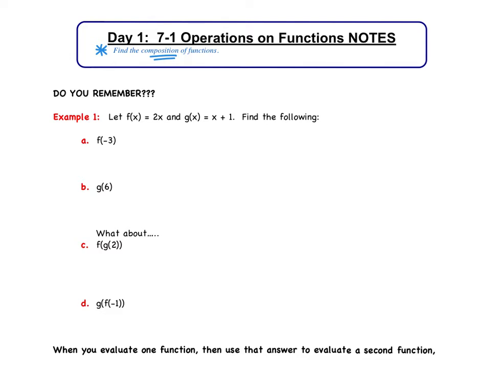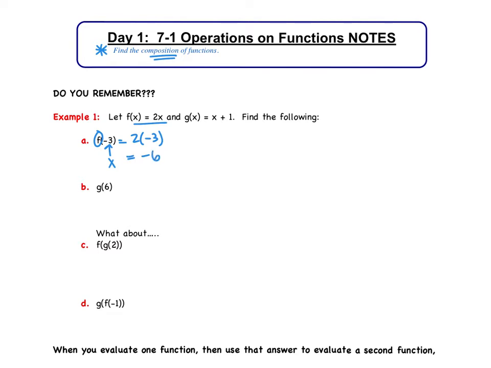Let f of x equals 2x and g of x equals x plus 1. Find the following. Okay, so we're reviewing some function notation. Part A asks us to find f of negative 3. Here's what that notation tells us. We are plugging in negative 3 for x into function f. So function f is this 2x. So 2, I'm replacing x by negative 3. So I get an answer of negative 6.